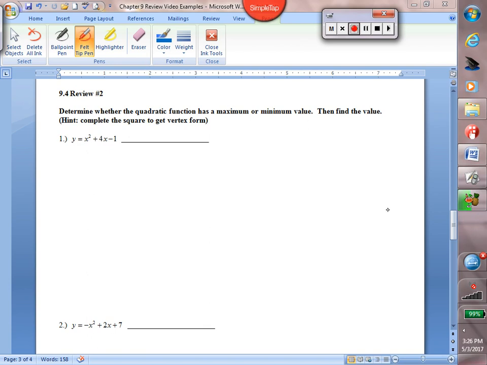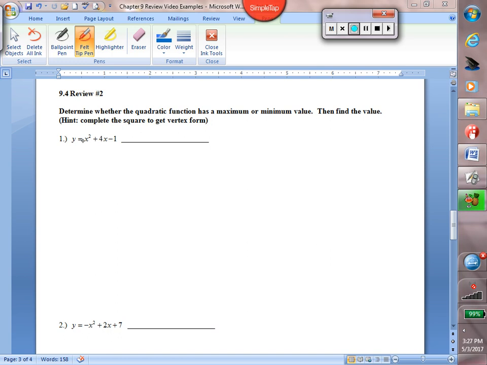In the second part of 9.4, we still used our completing the square method, but this time we weren't solving equations. We were trying to find the maximum or minimum value by getting vertex form. So let's take a look at number 1. First of all, we can determine if we have a maximum or minimum value right away.